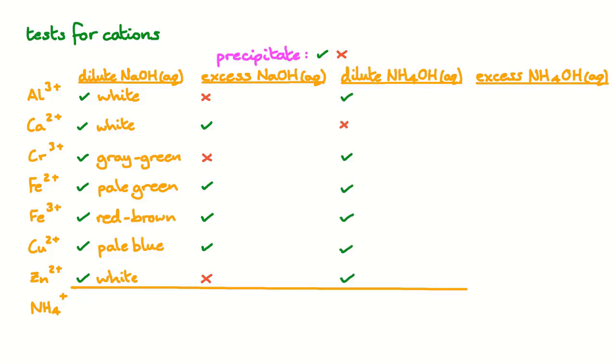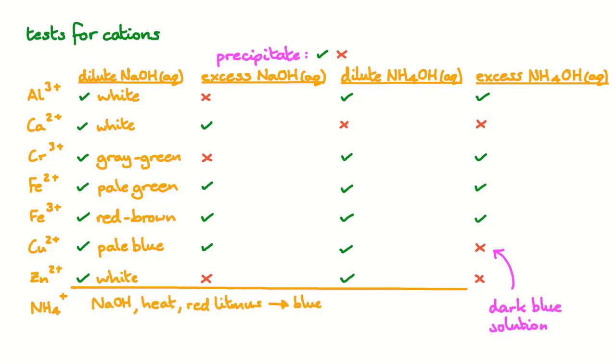If, instead of using sodium hydroxide solution, we use ammonium hydroxide solution, we get exactly the same results for all the ions with dilute ammonium hydroxide, apart from with calcium, where we don't get a precipitate at all. And there's still no precipitate if we add an excess. For copper 2 and zinc ions, when we add an excess of ammonium hydroxide, the precipitate will react and redissolve. In the case of the copper 2 ions, the solution will turn a much darker blue than before. For the remaining metal ions, adding an excess of ammonium hydroxide will have no further effect on the precipitate.